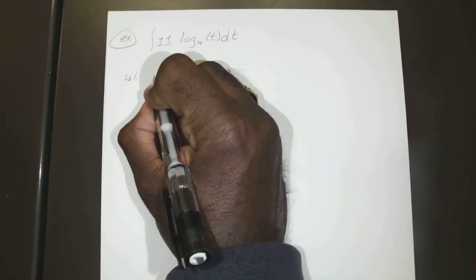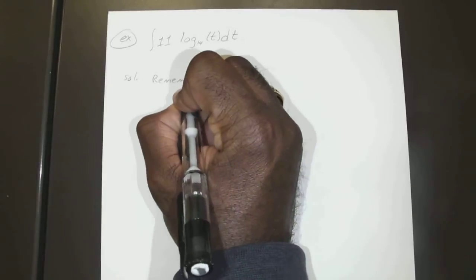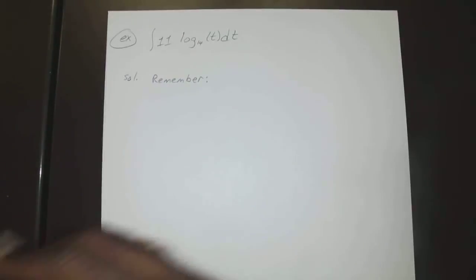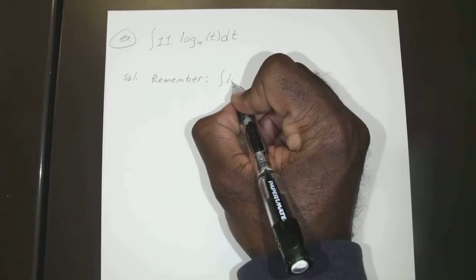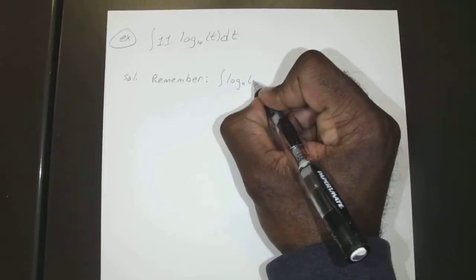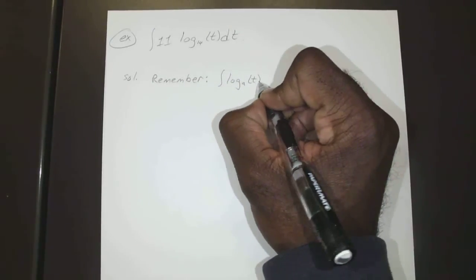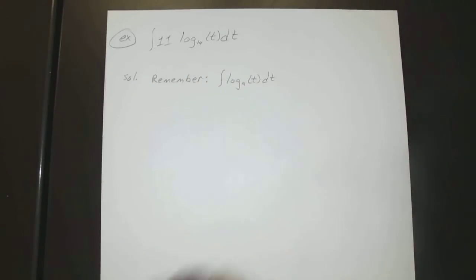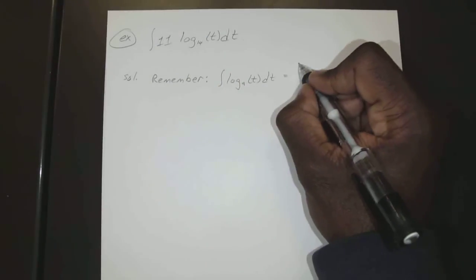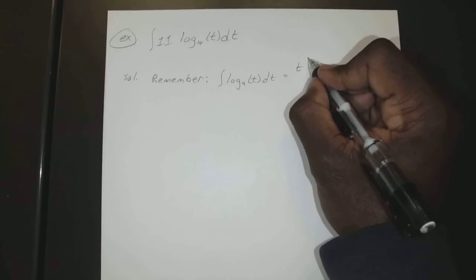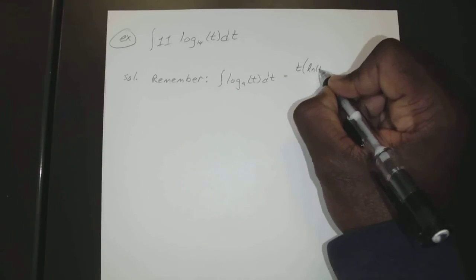Okay, so with this one, you just have to remember the formula for the integral of log base a. Well, in this case, you can use u, but we'll just go ahead and use t. With respect to t, remember that's t, well, usually u, times the natural log of t.